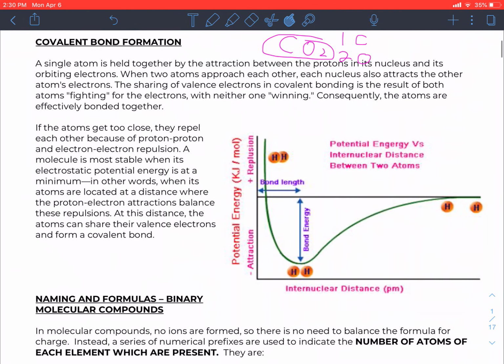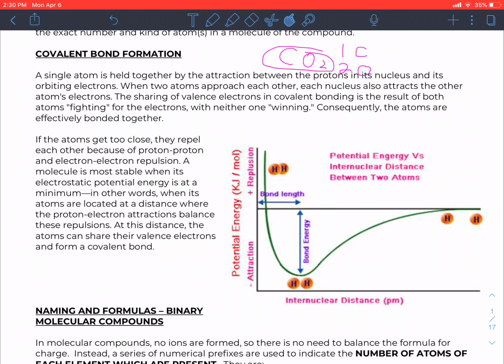So how do covalent bonds form? We're going to look at some energy diagrams. This is particularly important if you plan on going into AP Chem and understanding what it looks like for a bond to come together between 2 atoms. So, covalent bond formation. A single atom is held together by the attraction between the protons in its nucleus and its orbiting electrons. When 2 atoms approach each other, each nucleus also attracts the other atom's electrons. The sharing of valence electrons in covalent bonding is a result of both atoms fighting for the electrons, with neither one winning. Consequently, the atoms are effectively bonded together.